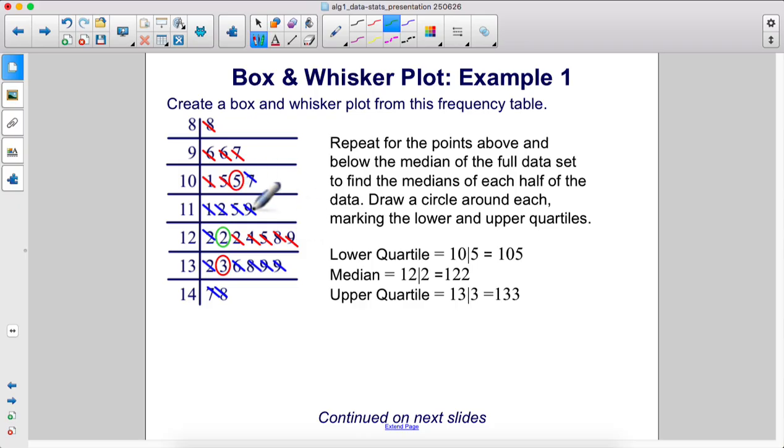Repeat for the points above and below the median of the full data set to find the medians of each half of the data. So we need to find the median of the lower half, including 122 here, and the upper half. So we cross off the lowest number, cross off the highest, etc., until we get to the lower quartile, which is 105, and the upper quartile, which is 133.